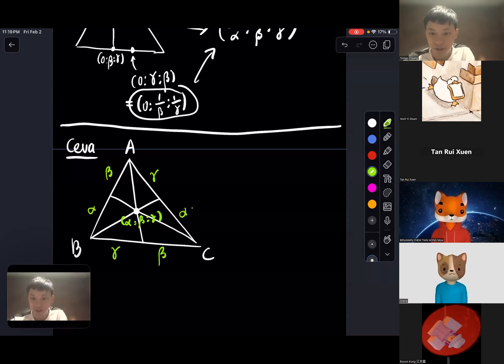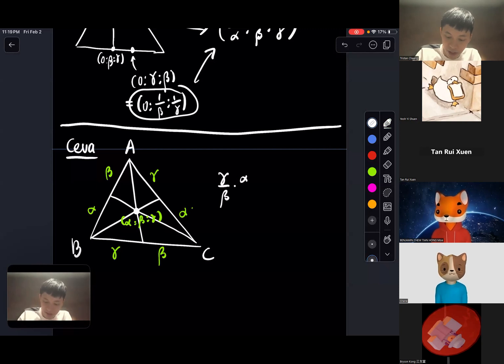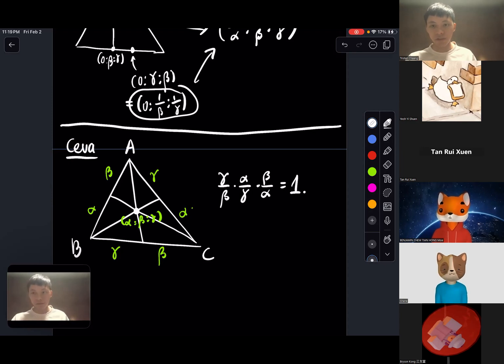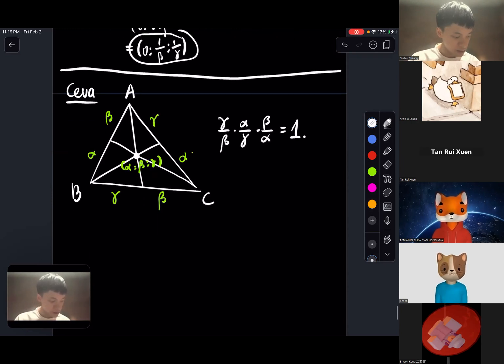So now Ceva's theorem just becomes, well, immediate. Gamma over beta, alpha over gamma, beta over alpha, 1. So it becomes an immediate consequence. Yeah, so that's some of the nice benefits you can have from using barycentric.